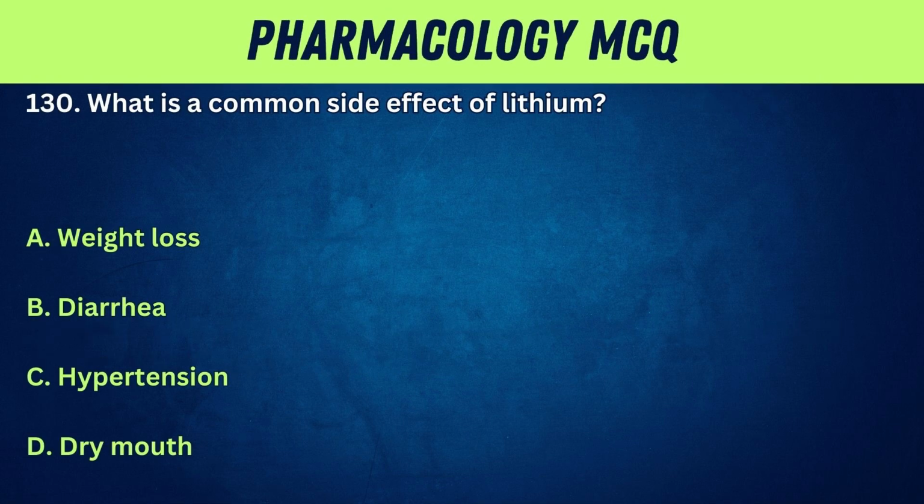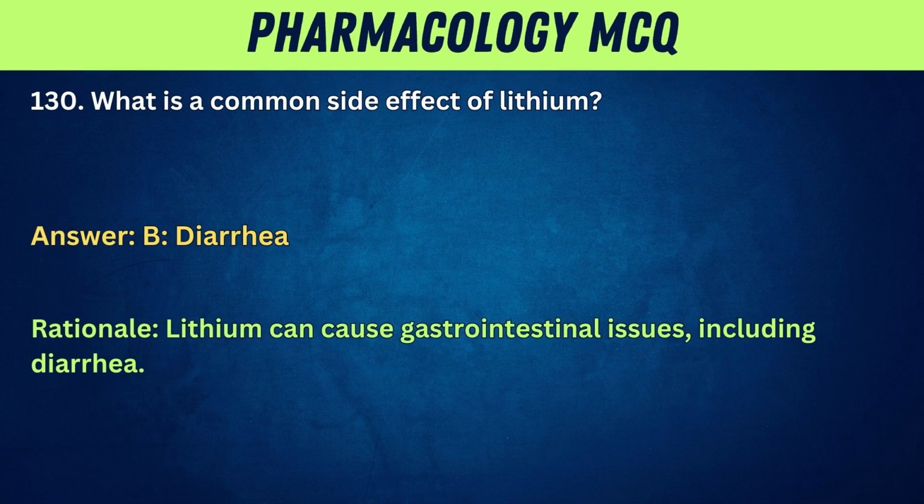130. What is a common side effect of lithium? A. Hypokalemia. B. Diarrhea. C. Hypertension. D. Dry mouth. Answer: B. Diarrhea. Rationale: lithium can cause gastrointestinal issues, including diarrhea.